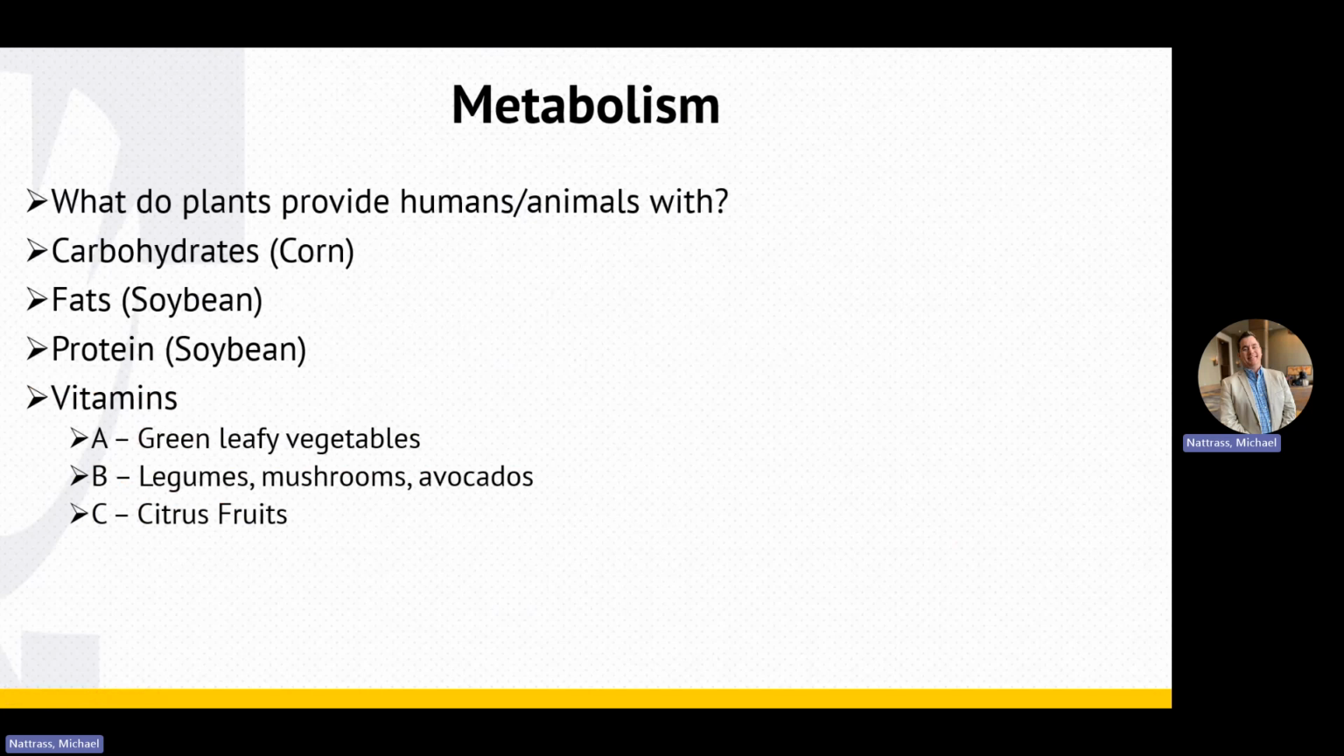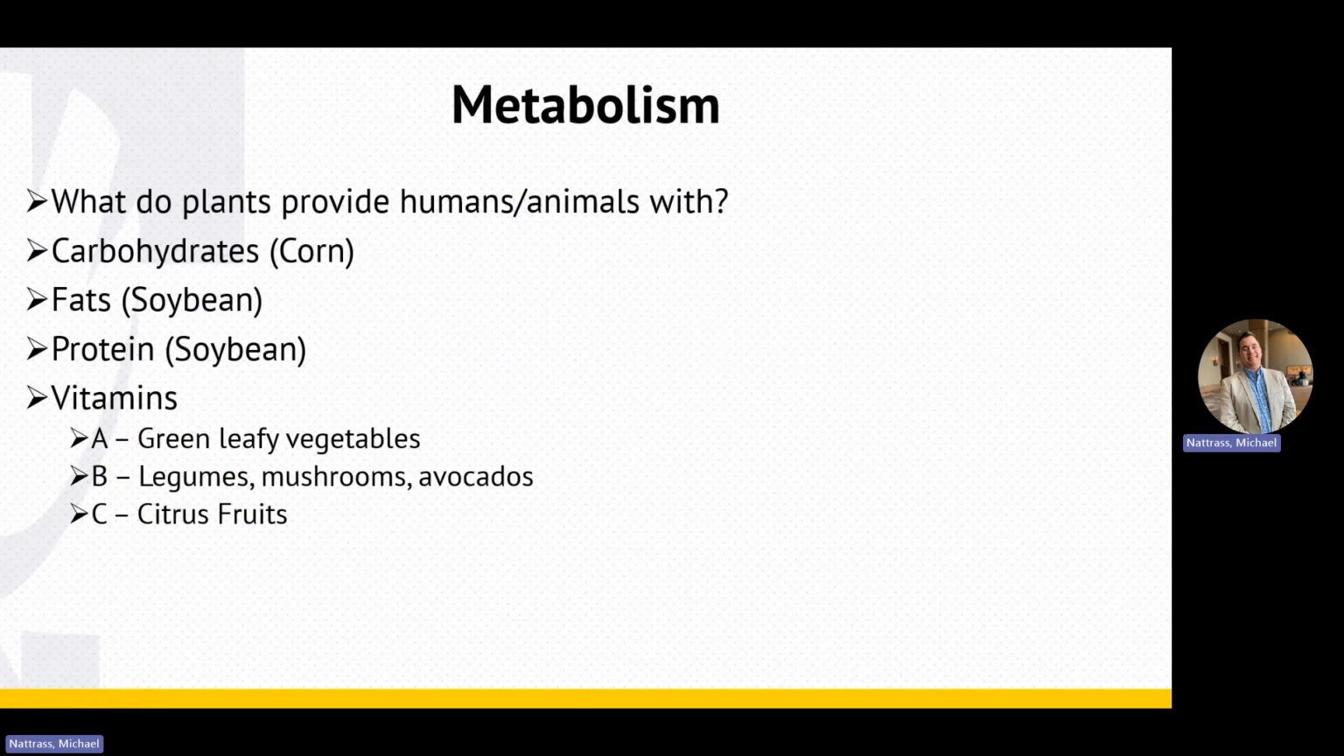Both animals and humans need plants for their energy. And so they're going to make, mostly, carbohydrates, fats, and proteins. We're going to get our carbohydrates from things like corn or maybe rice. We're going to get fats and proteins from things like soybean. And then we've also got some different vitamins. There are obviously more vitamins produced by these plants, but the main ones are going to be A, B, and C.